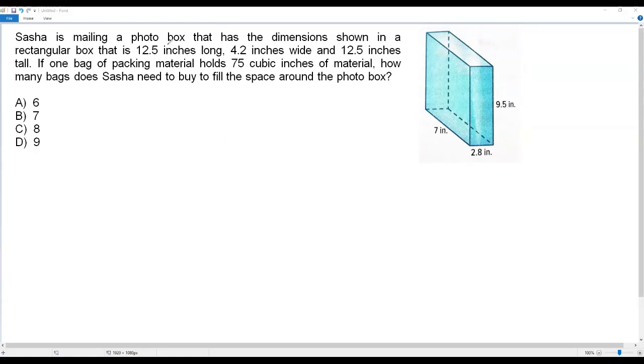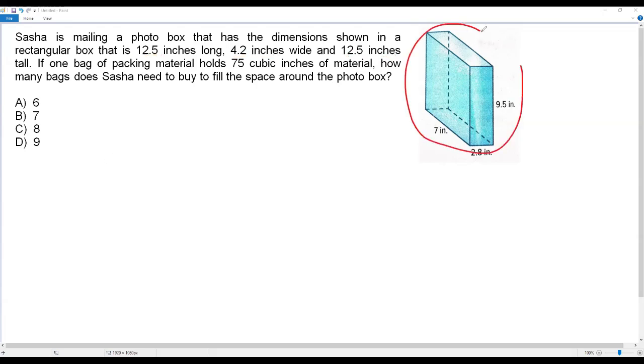She is mailing a photo box that has the dimensions shown. So she is going to mail the photo box with these dimensions, 7 inches long, 2.8 inches wide, and 9.5 inches tall, in a rectangular box. That is, she is going to pack this photo box in a rectangular box. That rectangular box has these dimensions: 12.5 inches long, 4.2 inches wide, and 12.5 inches tall.